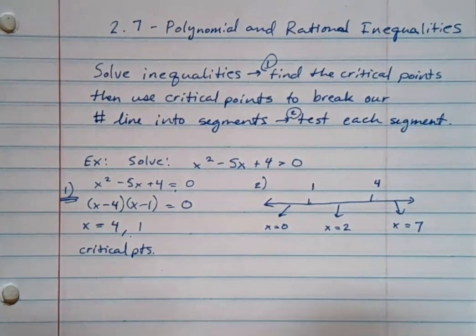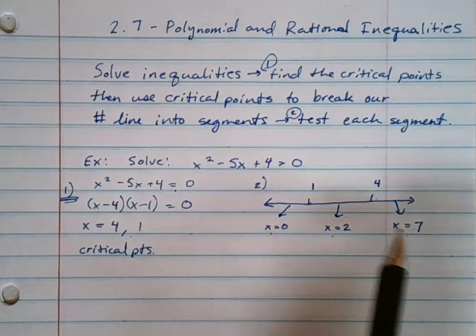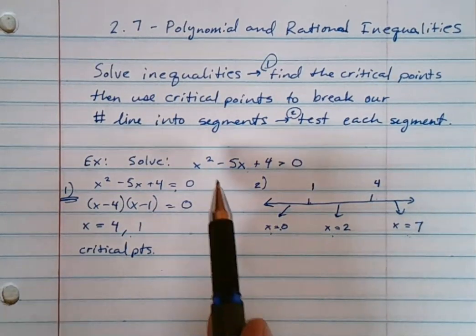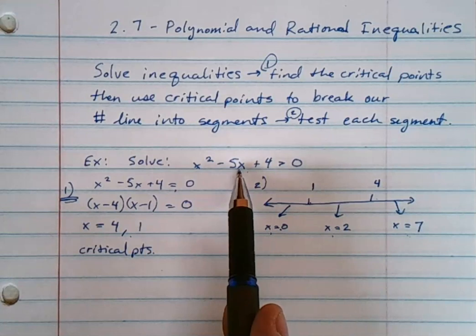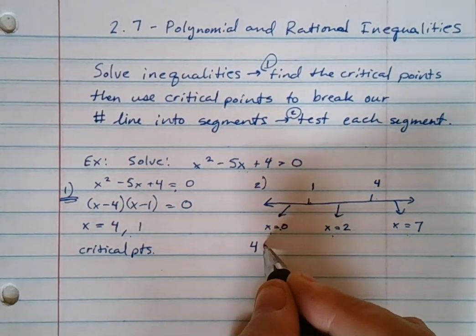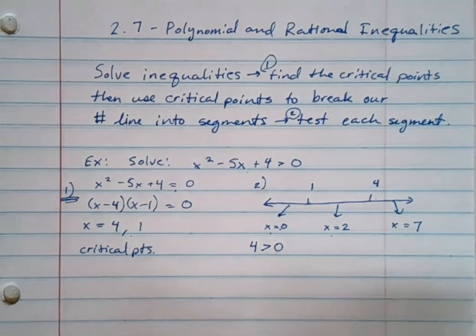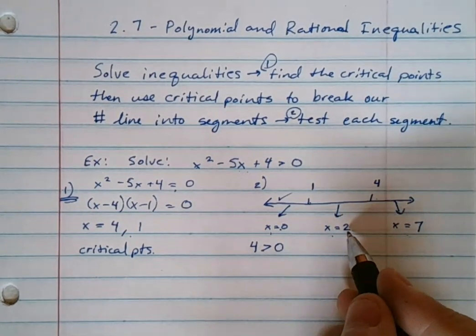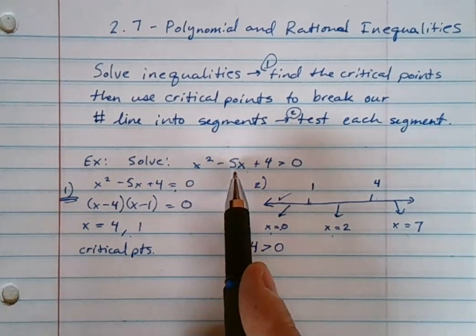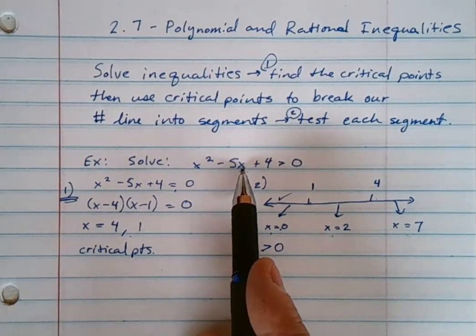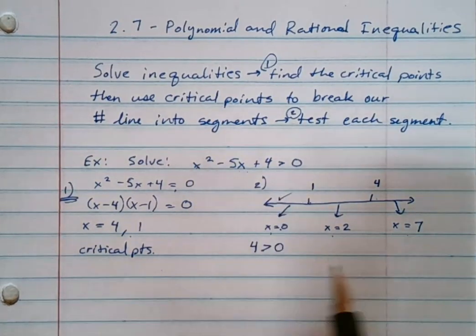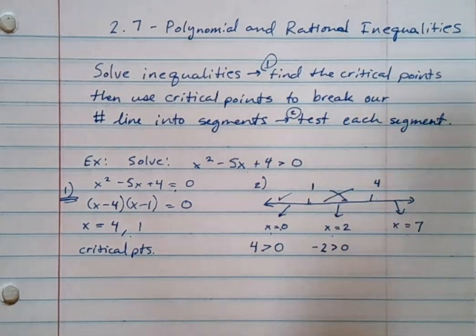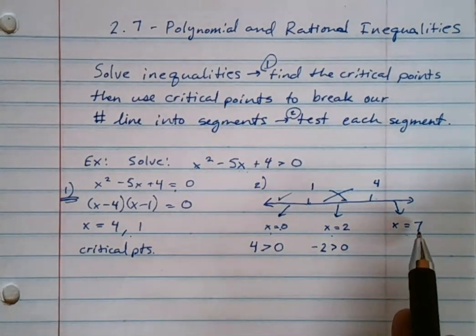We are going to plug each of these numbers into our original inequality. If I plug in 0 here, I end up with 4 is greater than 0. That is a correct statement. So I come up here and put a check mark. If I plug in 2, 2 squared is 4, 5 times 2 is negative 10, so we get 4 minus 10 plus 4. I get negative 2 is greater than 0. That is a false statement. Put an X.